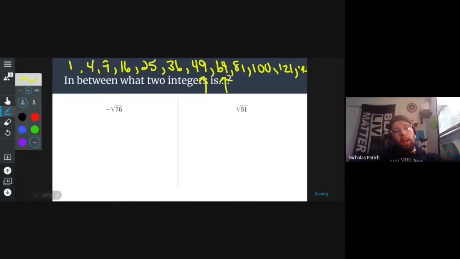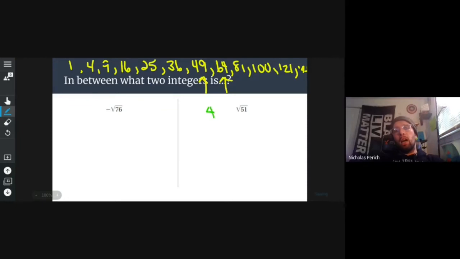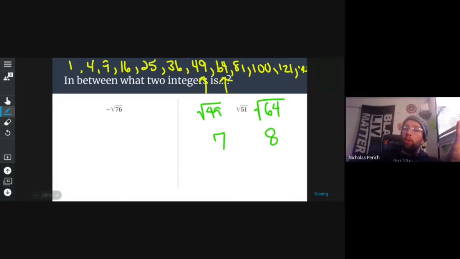And 51 lives in between 49 and 64, which means the square root of 51 lives in between the square root of 49 and the square root of 64. The square root of 49 is 7. The square root of 64 is 8. So the square root of 51 is in between 7 and 8. So what you're doing is you're trying to figure out in between what two perfect squares does that number live. Now take the square root of it, and I have my answer.